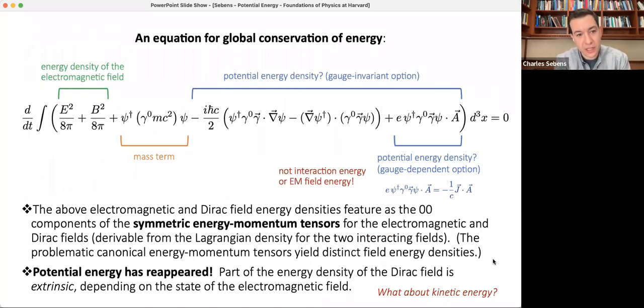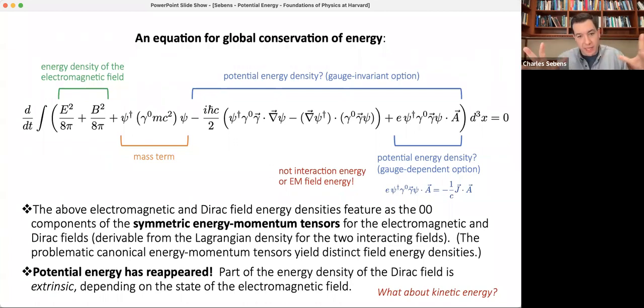What does conservation of energy look like in Maxwell-Dirac field theory? Well, in green here, we have the previous energy density of the electromagnetic field. In orange, there's a mass term for the Dirac field. Then there's some more terms for the Dirac field, so there's a bunch of things that involve psi. The green part is the 00 component of the symmetric energy-momentum tensor for the electromagnetic field, as discussed earlier. The rest of this is the 00 component of the symmetric energy-momentum tensor for the Dirac field.